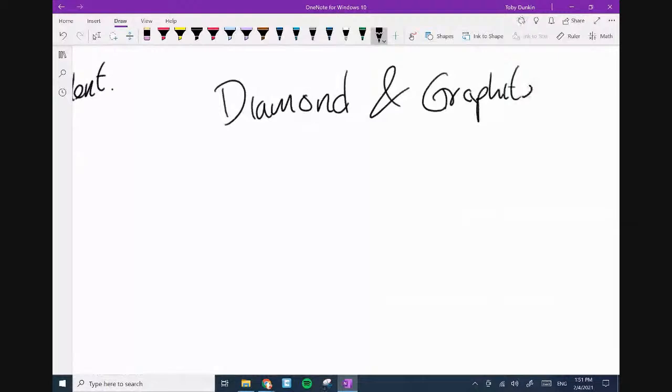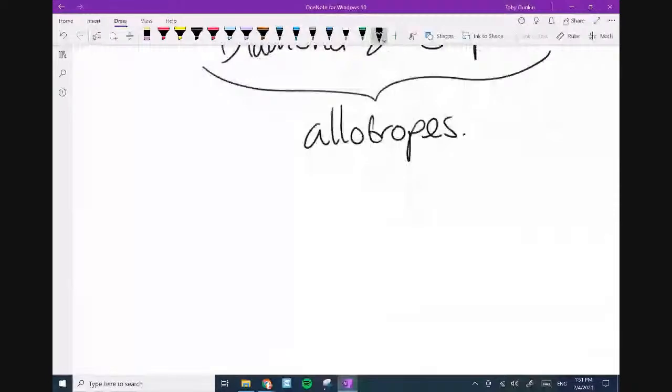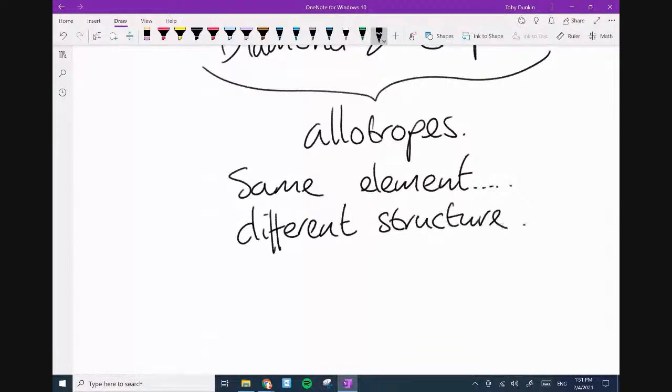I mentioned this last time. They have the same formula, but different structure. Same molecular formula. By the way, it's actually an elemental thing, so I'll put same formulae. You shouldn't really do that. It's same element, different structure. That's a better one for allotropes.